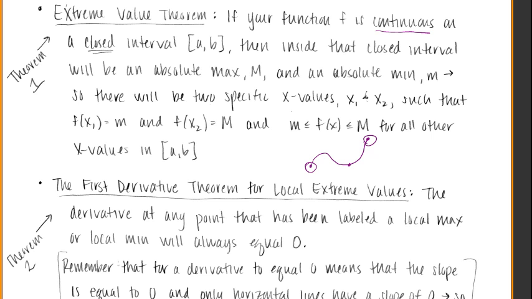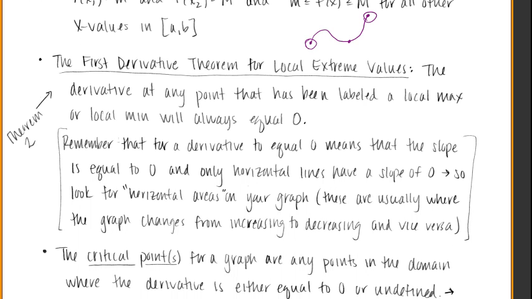Okay? All right. And then the first derivative theorem for local extreme values. It pretty much just reiterates the point that the derivative at any point that has been labeled a local max or local min will always equal 0. So the tops of those curves and the bottoms of those curves, kind of like right there, the graph is slightly going horizontal, therefore making the derivative equal to 0. Okay?